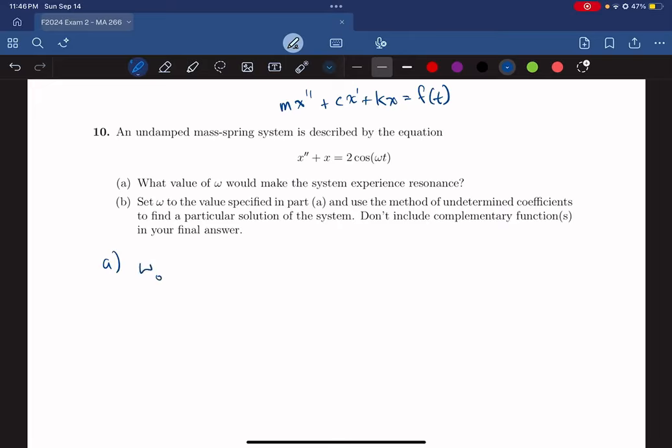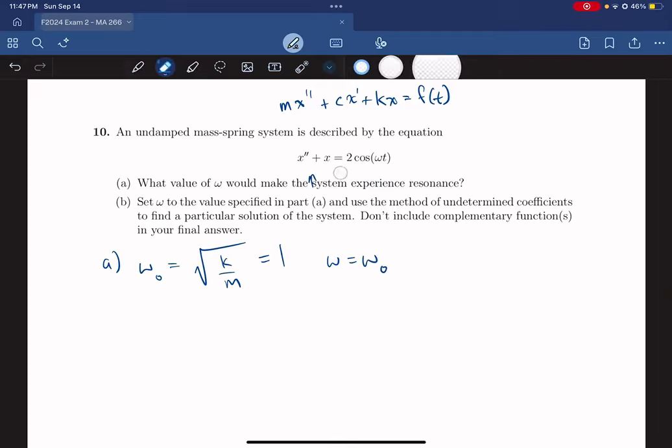So from there, you can do part A pretty quickly, because you know that your resonance frequency is going to be root k over m, which in this case is 1. You experience resonance when the frequency of the forcing term is equal to the natural frequency of the system. So the system will experience resonance when omega equals omega naught, which is 1 in this case. So remember this 1, basically. For B, this is when we're actually going to use that.